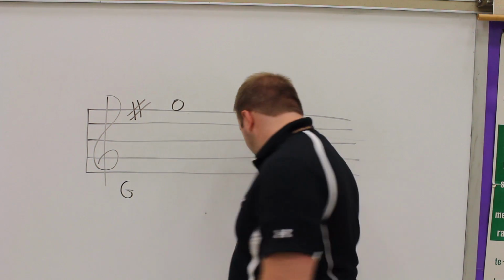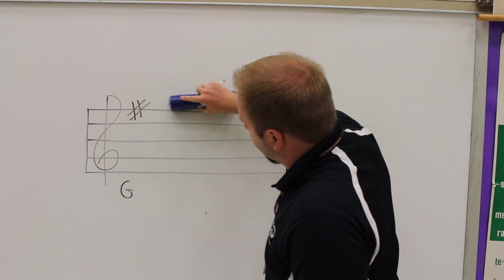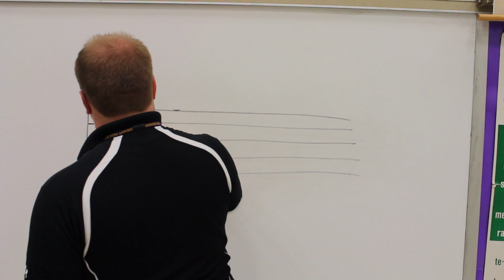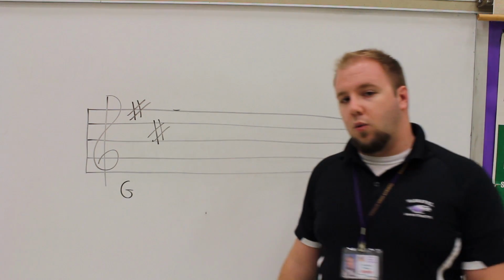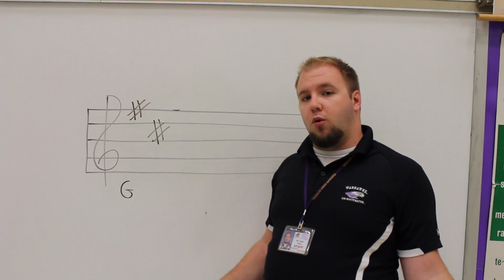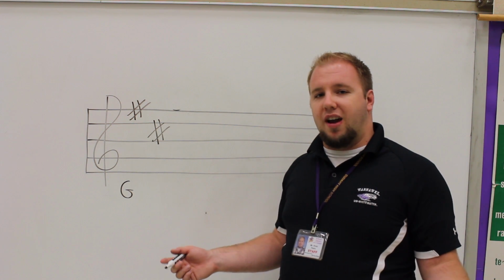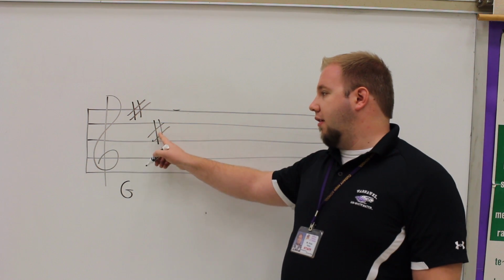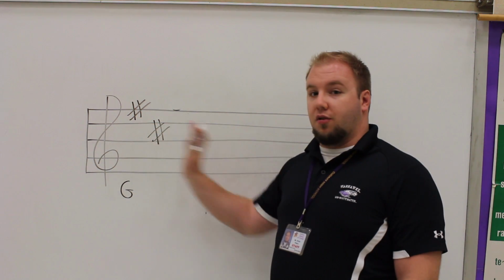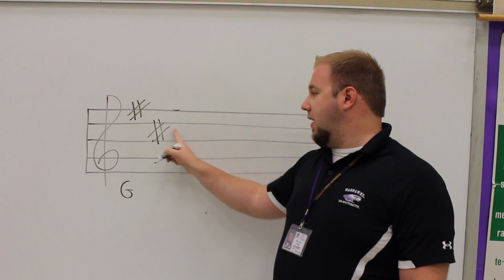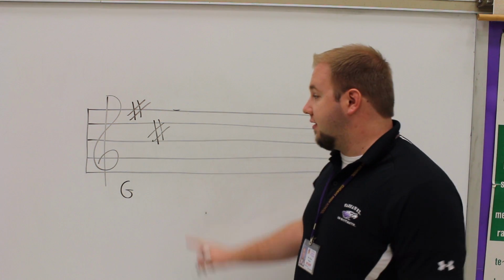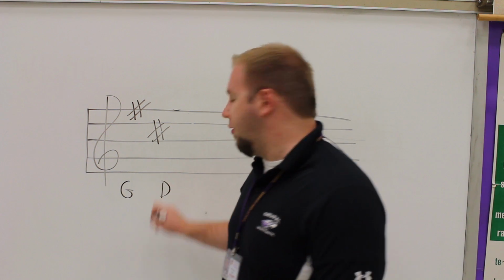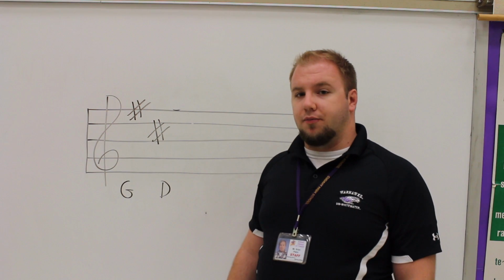Now the next one we're going to look at, we're going to add a sharp. So this is two sharps. So remember the rule: the farthest sharp to the right is T. Up a half step from there is do. So we have two sharps. The farthest sharp to the right is on that space, so this is a C sharp. Up a half step from C sharp is D. Okay, so that would mean D is do.